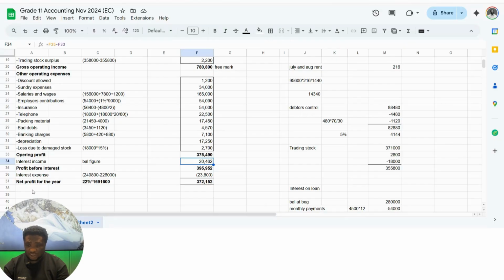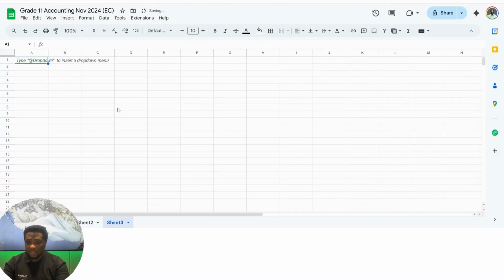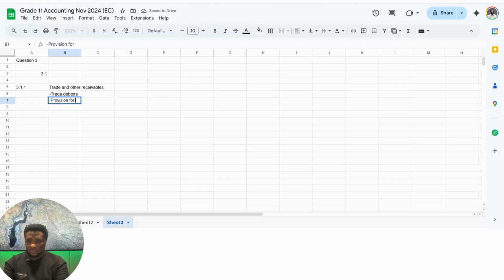So let's use our Excel spreadsheet here. I'm going to use a brand new sheet, and then let's go. So question 3, and then we have 3.1, and then 3.1.1. So we're going to be doing the trade and other receivables. Okay, so normally we start with trade debtors, and then after that we're going to have provision for bad debts.